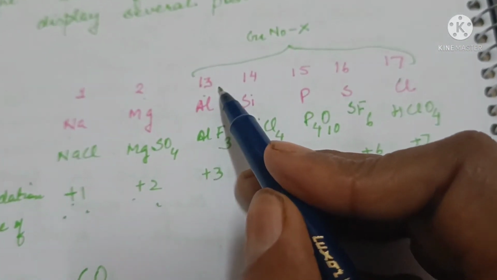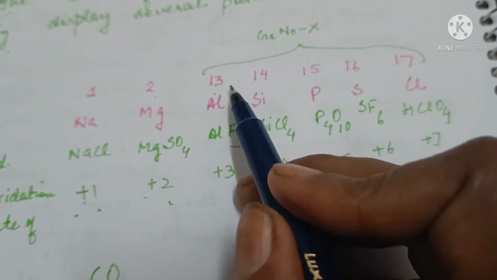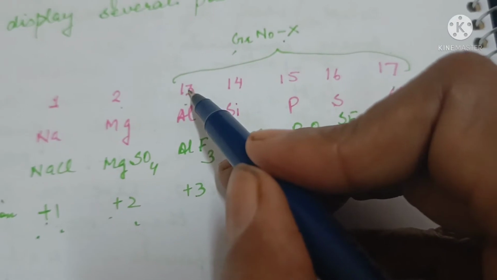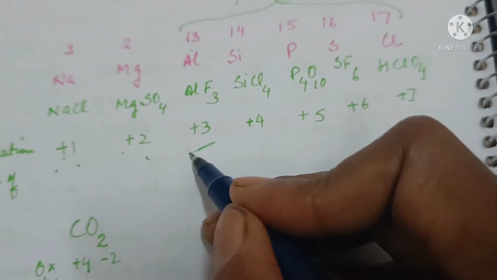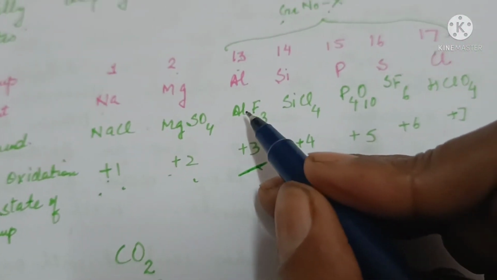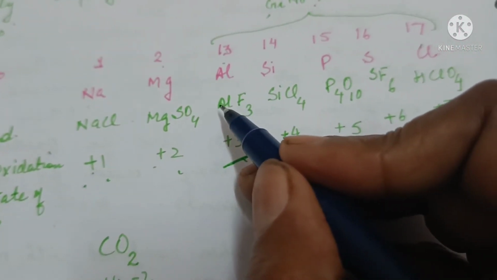For group 13, the maximum oxidation state can be calculated by subtracting 10 from the group number. 13 minus 10 is 3. So the maximum oxidation state will be +3. For example, in AlF3, aluminium shows +3 oxidation state.